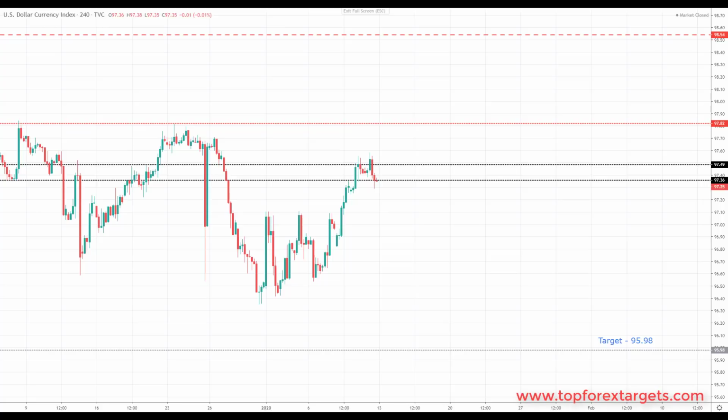Let's jump over to the charts and see where the money is this week. As always, we're going to start off by looking at the US dollar index.